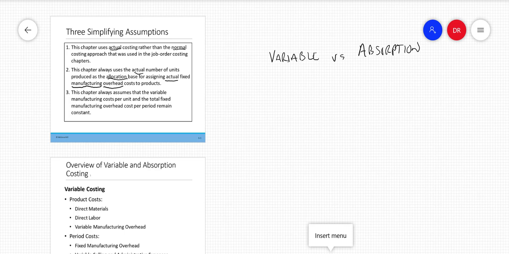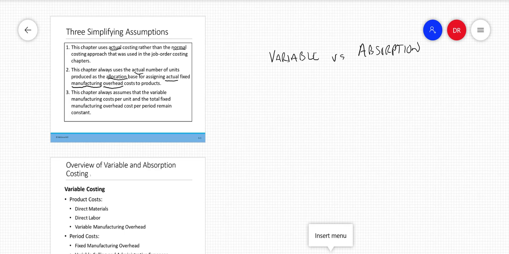So in this particular chapter, the assumption is we're using actual costing rather than normal costing, like they did in job order, and that includes this idea of actual number of units produced, which is the driving allocation base for assigning actual fixed manufacturing overhead cost.